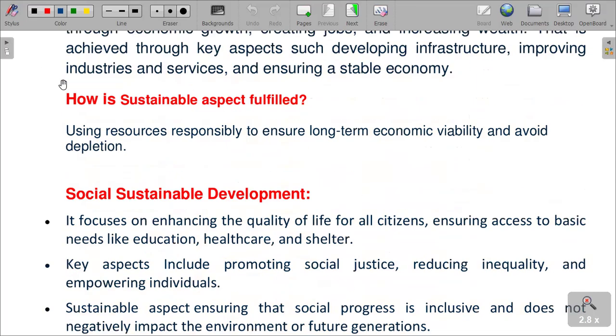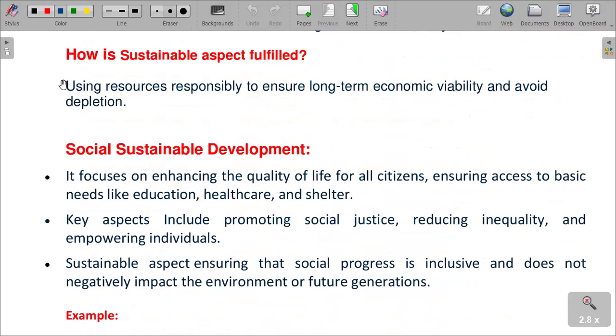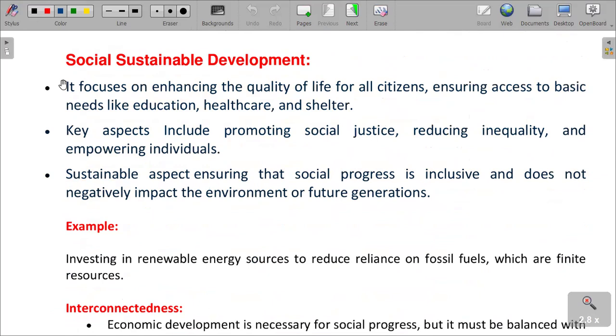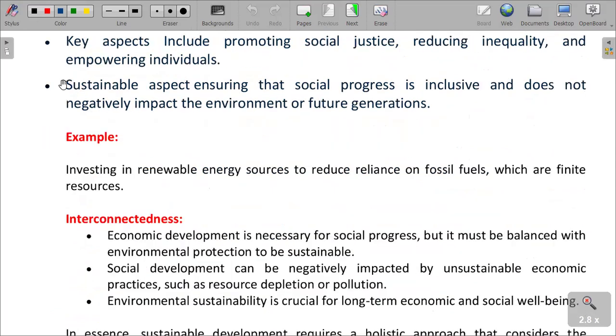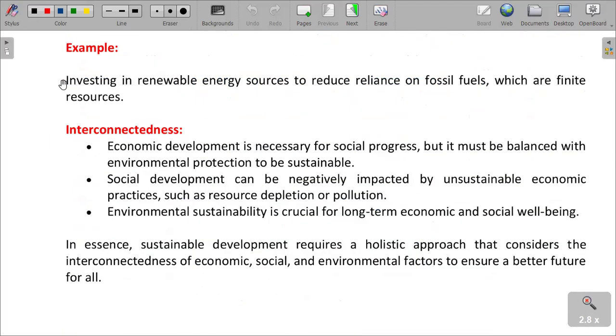I want us to look at social sustainable development. What are the key factors involved in social sustainable development? Also examples of that, as well as the interconnectedness of social and economic development. How do they correlate to each other? In this, we also wish to explain and give practical examples that affect and relate to our daily lives.